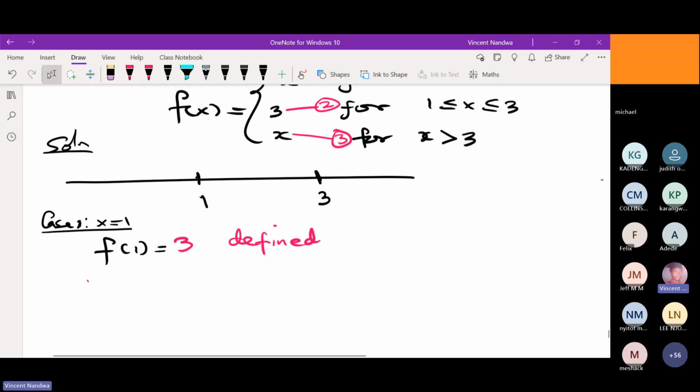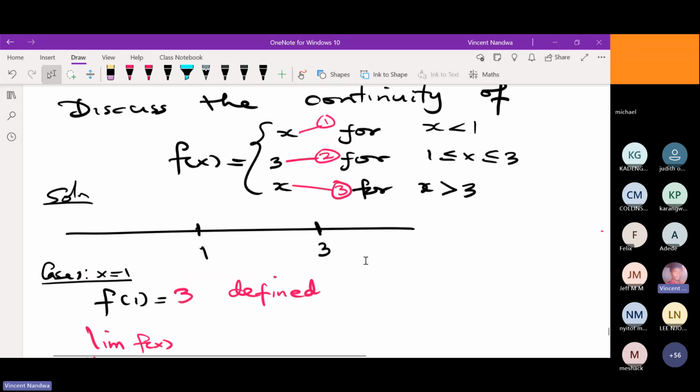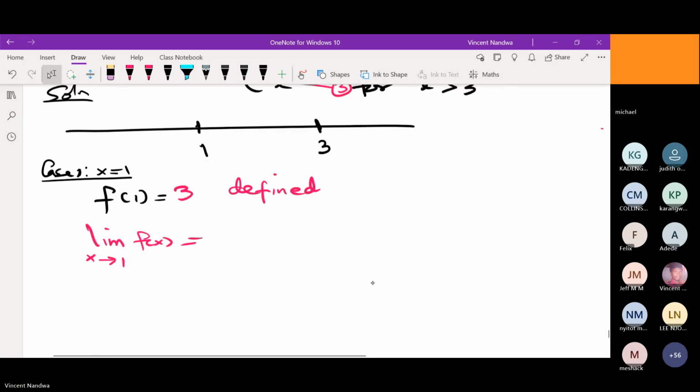Then the limit as x approaches 1 of f of x. Remember, here you are going to do it in 2 ways. You are going to first find the left-hand limit and then the right-hand limit. And if the 2 limits are the same, then you conclude that the limit as x approaches 1 of f of x exists. So what will be the left-hand limit? The limit as x approaches 1 from the left of f of x will be the same as the limit as x approaches 1. Now, which function?